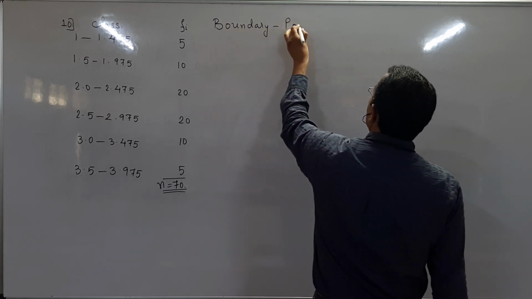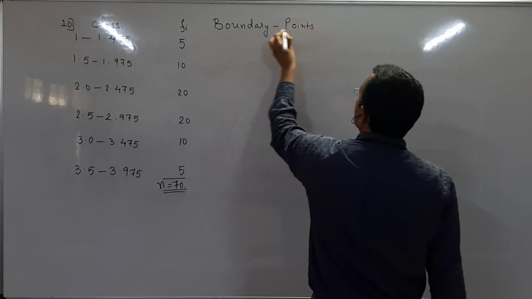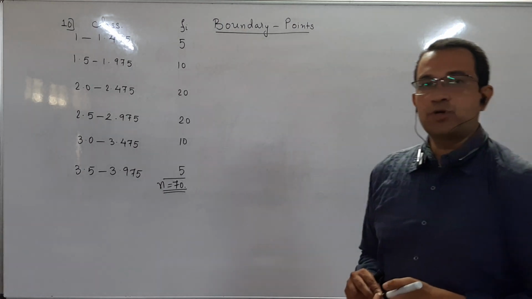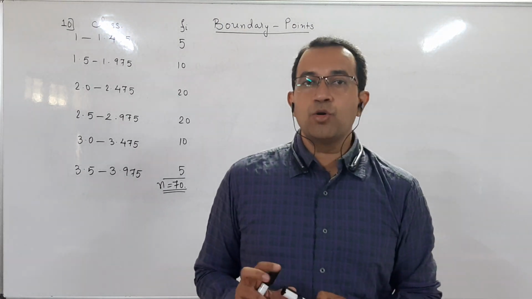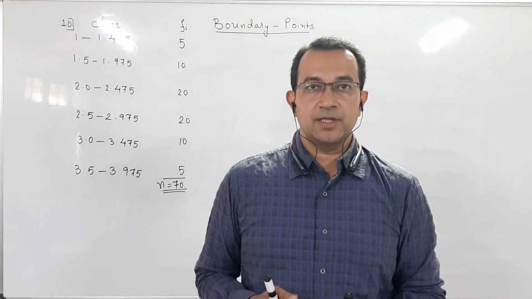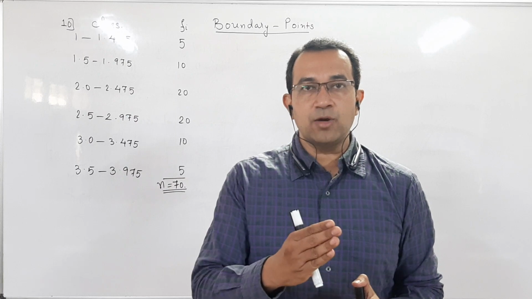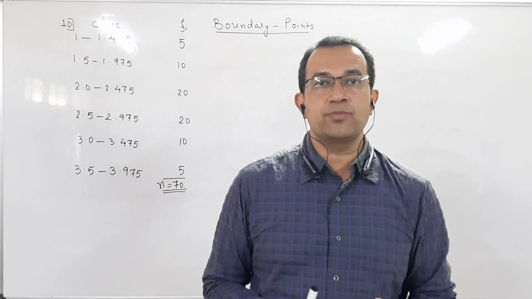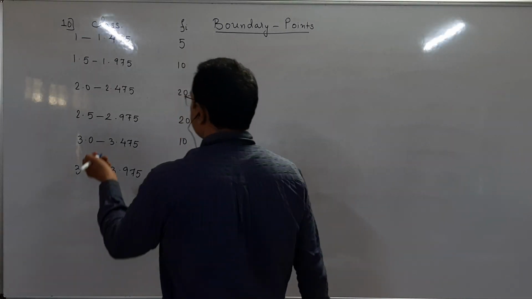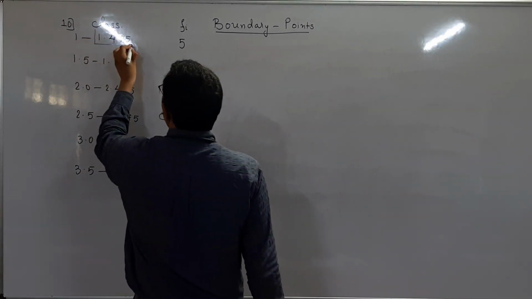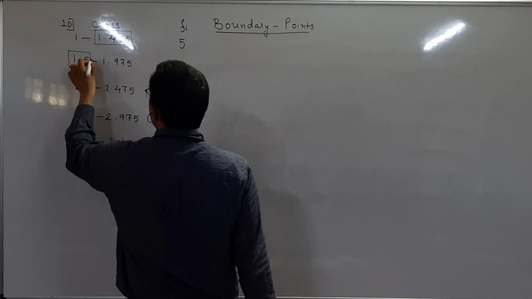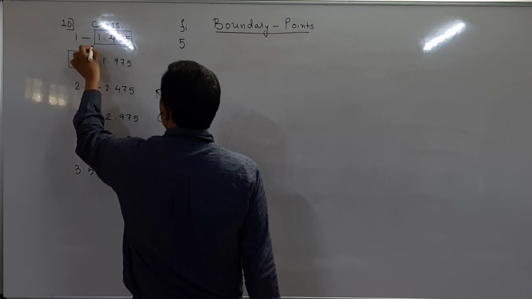We are told to write boundary points. Means we have to write the upper boundary point and lower boundary point of that particular class. Again, the concept or logic lies here. Always check the upper limit of the first class and the lower limit of the second class. Like this, we can show an arrow.